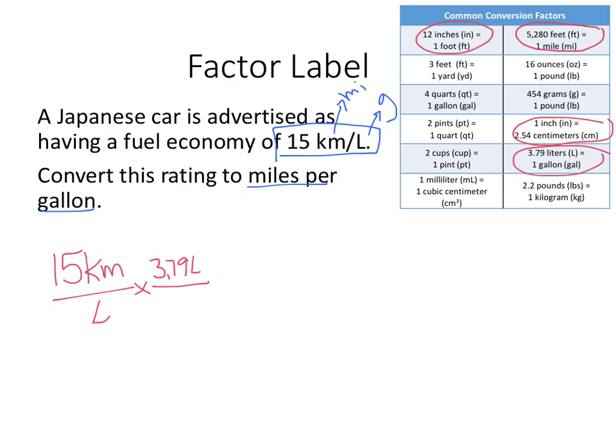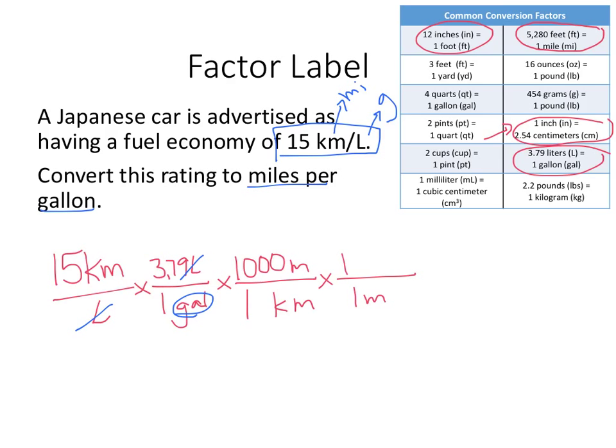3.79 liters is 1 gallon. This will cancel the liters on the bottom with the top and leave me a unit for gallons. Now let's convert the kilometers. Since I'm trying to go from kilometers to centimeters, it might be easier to go from kilometers to meters first, and then from meters to centimeters. That's up to you personally.